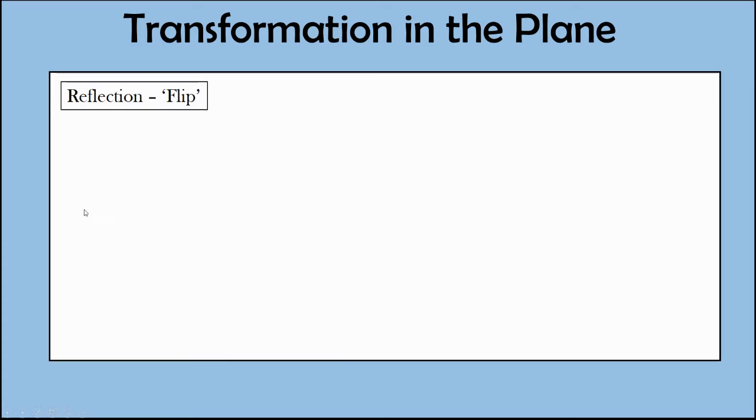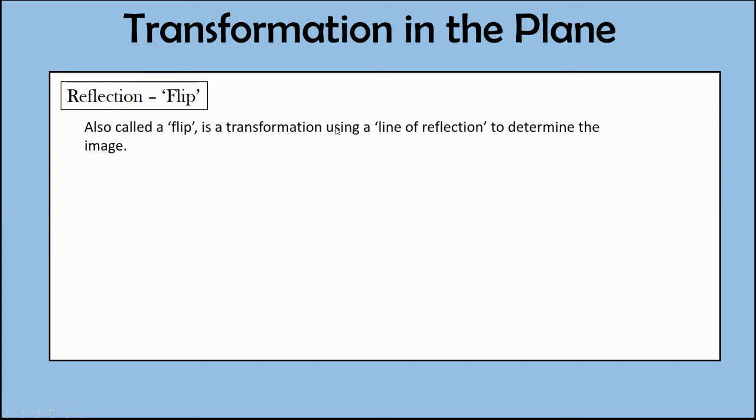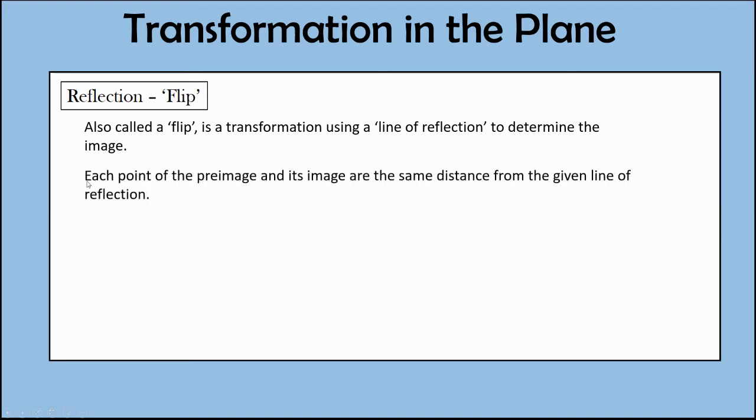Okay, the next one is a reflection, which is called a flip, and you'll see why in a second. We have to have a line of reflection to determine how we're going to do this flip. Each point of the pre-image and its image are the same distance from that given line, and that's how we do it. I'll show you what that means here in a second. So here's the line that we're going to reflect. Here's my pre-image ABC. We're going to reflect it over this line.